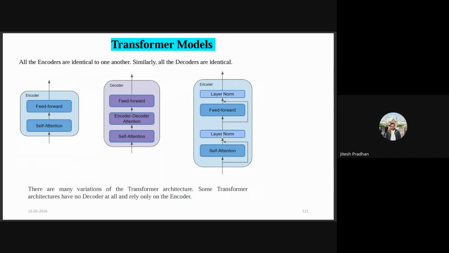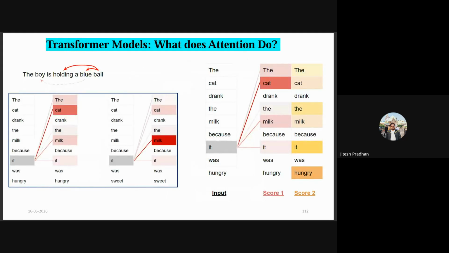So here we have different components: a feed-forward network, self-attention, and layer normalization. Up to this point it is clear. So a decoder will contain a self-attention followed by an encoder-decoder attention and a feed-forward network. Okay, now let's move ahead. How does this work? What does self-attention do? Look at this example: the cat drank the milk because it was hungry.